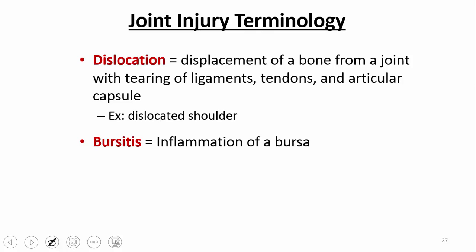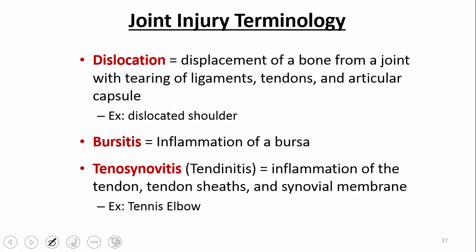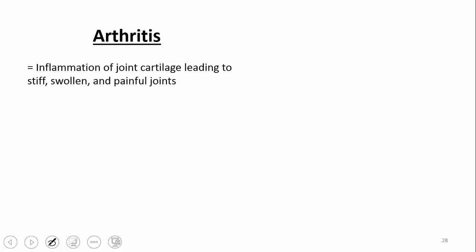There's bursitis, inflammation or swelling of the bursa sac. There's tendinitis, and this is inflammation of the tendon or the sheaths or the synovial membrane. An example of that is something like tennis elbow. There's also something that we call arthritis. And arthritis is inflammation of a joint cartilage, and it gets very stiff, sort of swollen.